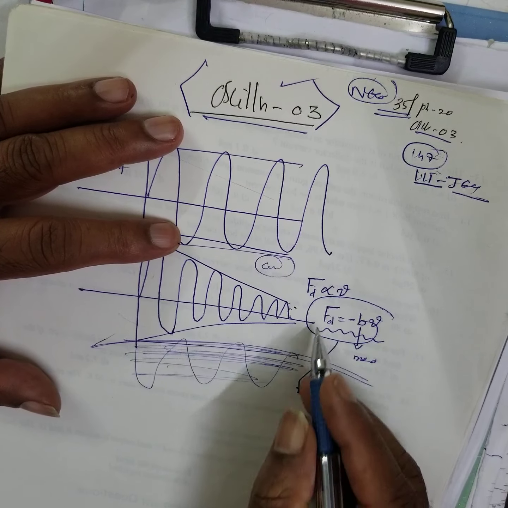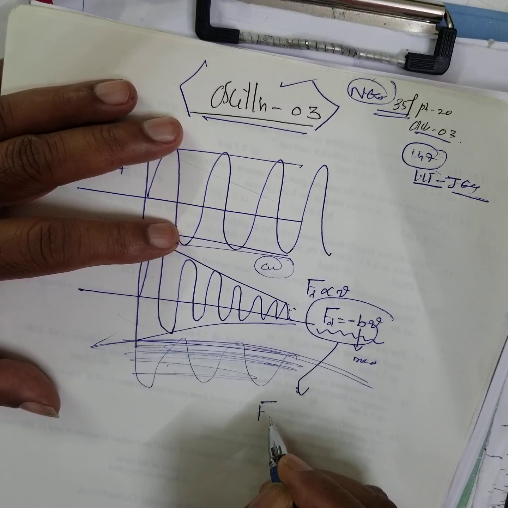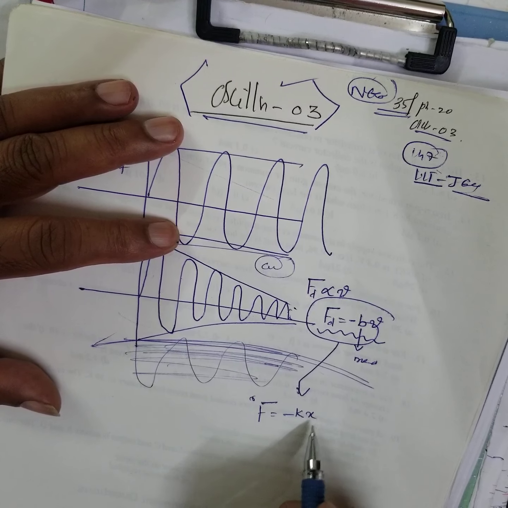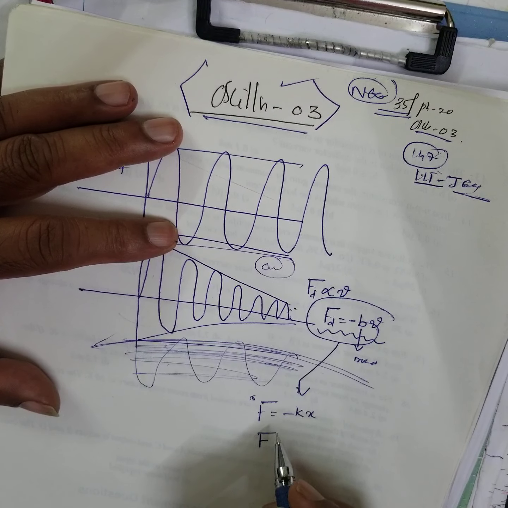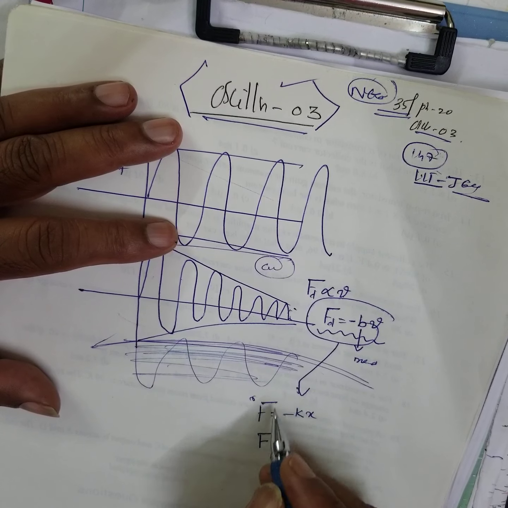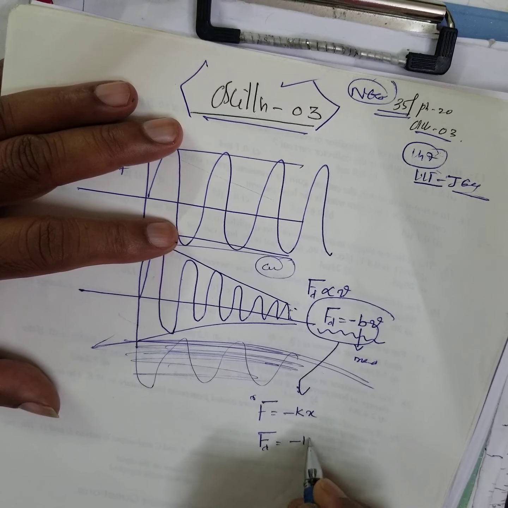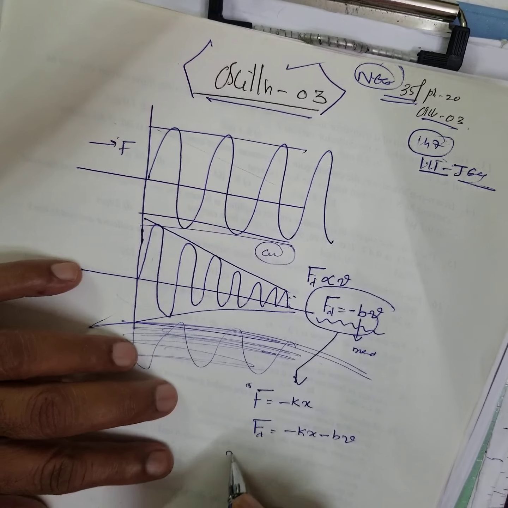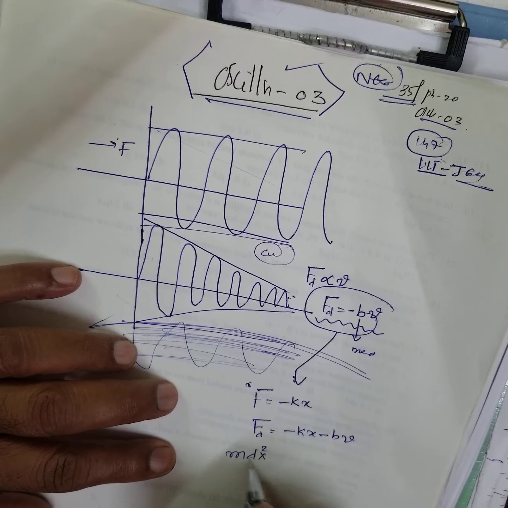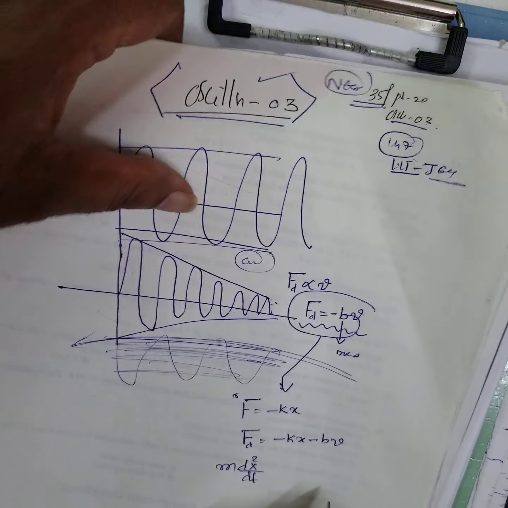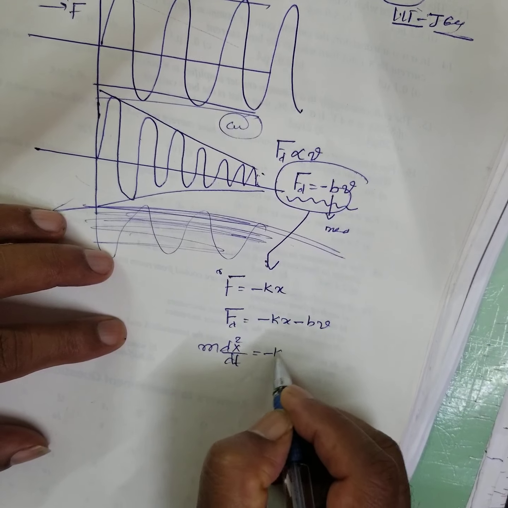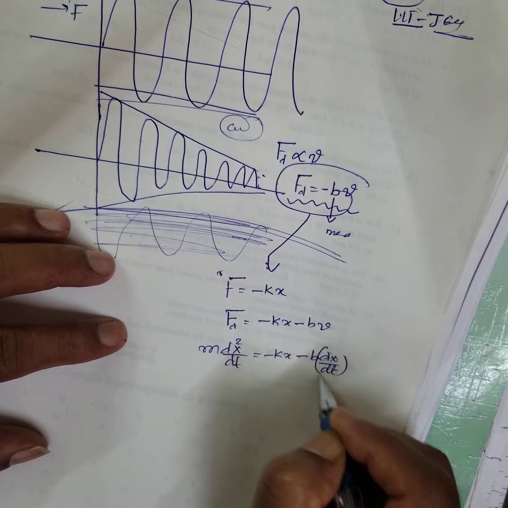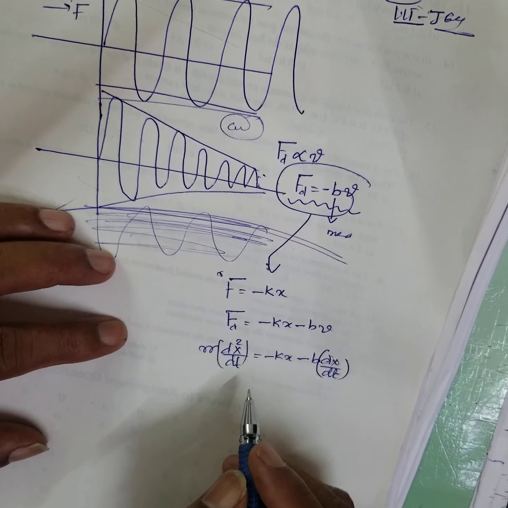Previously we have done the restoring force is equal to minus k times x. Now you have to add some more force. That is, damping force is equal to minus b v, you also have to add it. Force is mass into acceleration, is it not? So mass into acceleration is equal to minus kx minus b times velocity, which is dx by dt. This is the velocity of the particle.